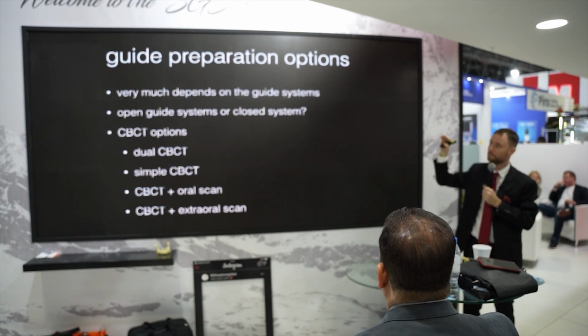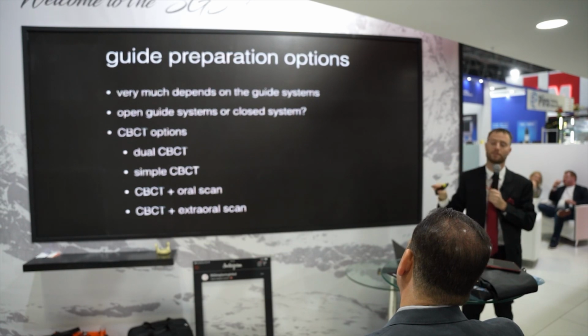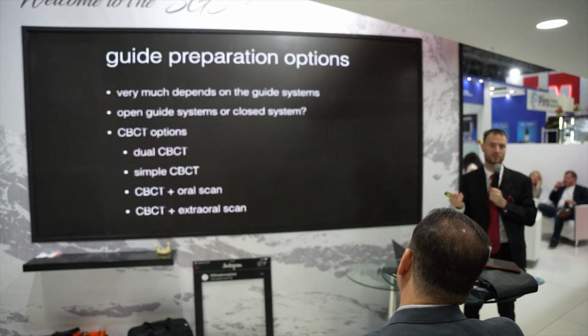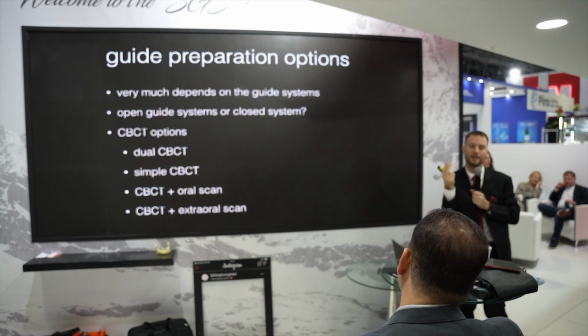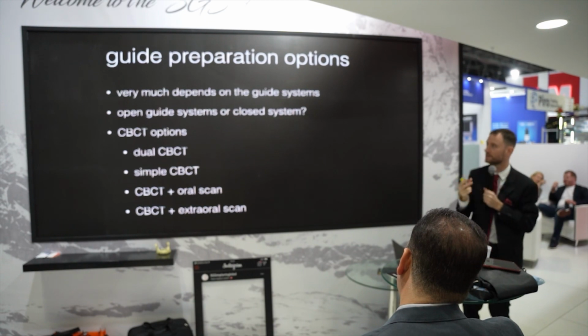So going back to the digital workflow, how can I get my data in? Depends on the guide system, but basically you need a CBCT from the patient, that's not a question. And then you have options. You can do a dual CT, so you can use your same CT machine to do a CT scan from an impression or a radiological stand.